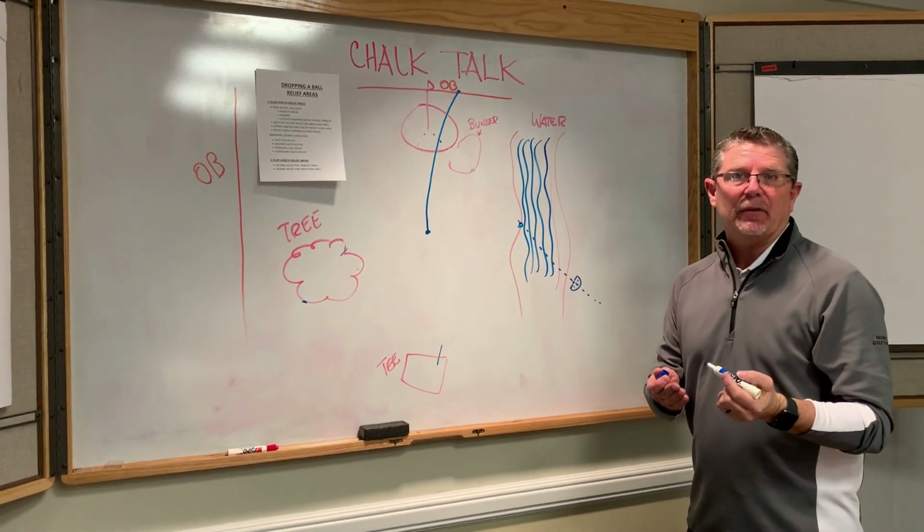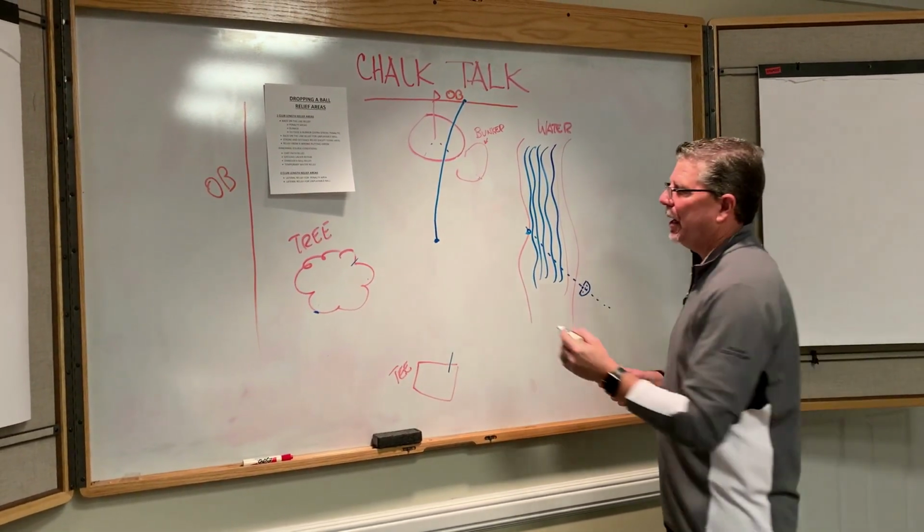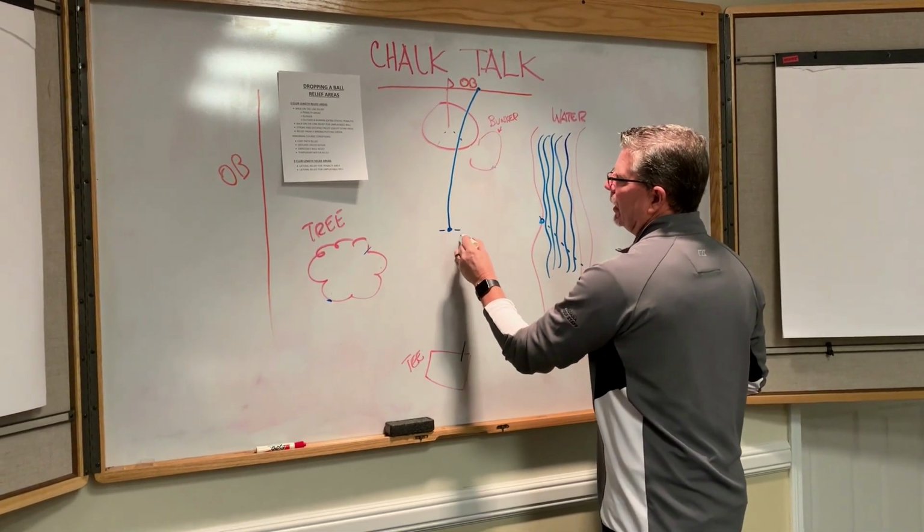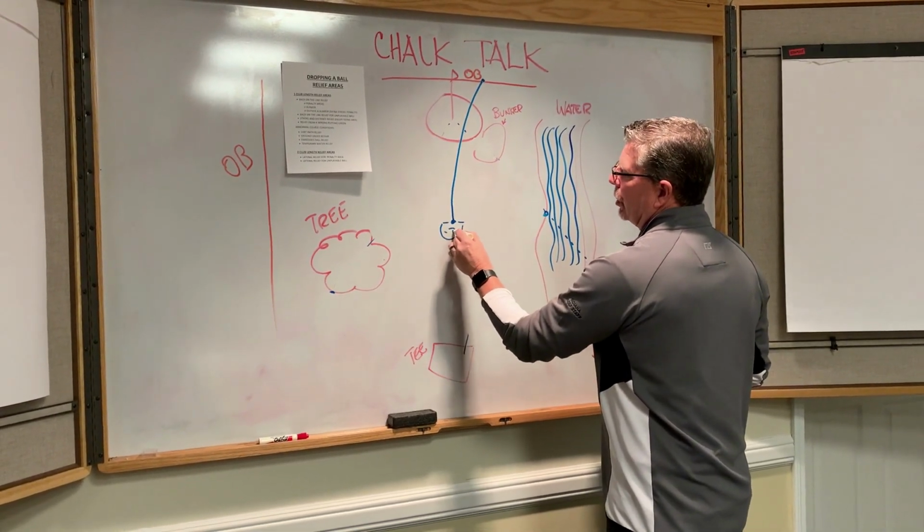So you try to find your divot if you made a divot. If not, you're going to estimate where that spot is. Then you're going to get one club length in either direction, and you're going to drop the ball in this area.